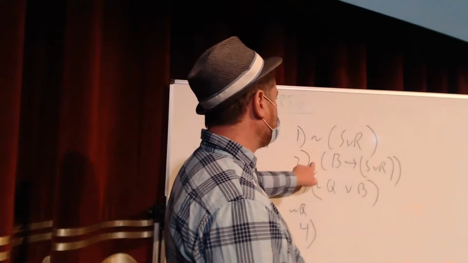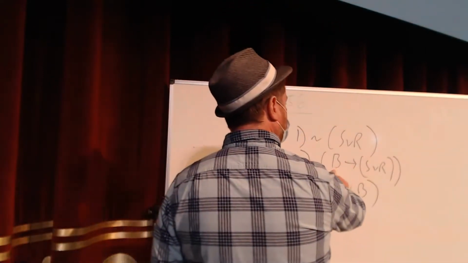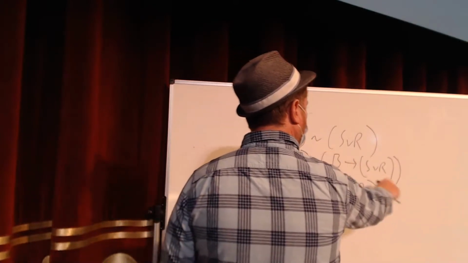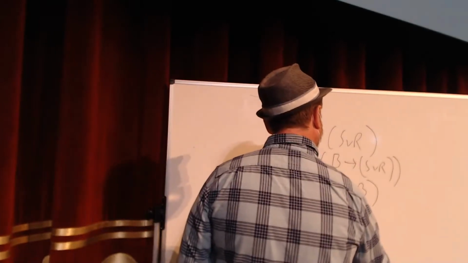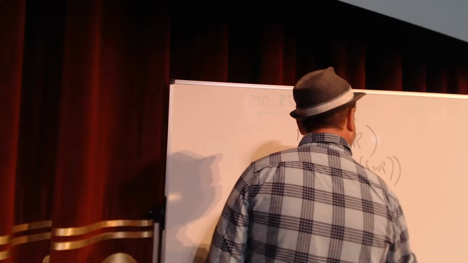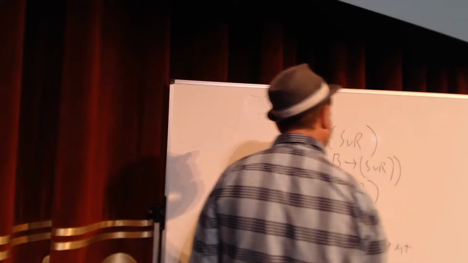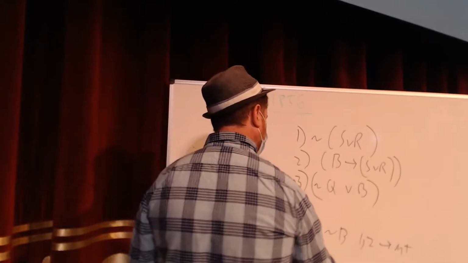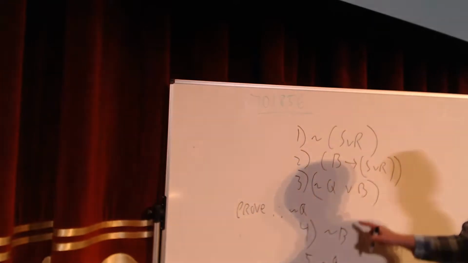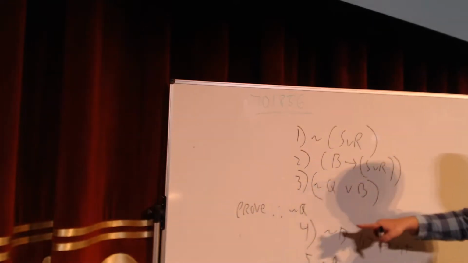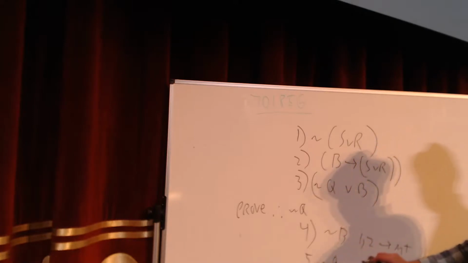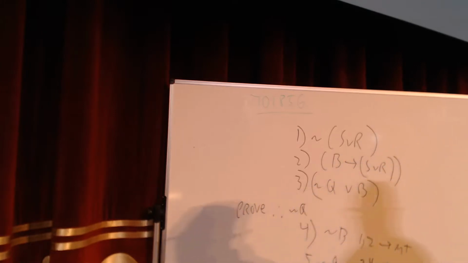So this one, from 1 and 2, you can use this: if B, then either S or R, and the negation of S or R. That will get you a not B. From 1 and 2, the MT rule. And then once you have that, you can use 3 and 4 to get not Q, because 3 is an or statement that says either not Q or B, and the negation of B. That's 3 and 4, or rule. So that's the easiest way to do it.